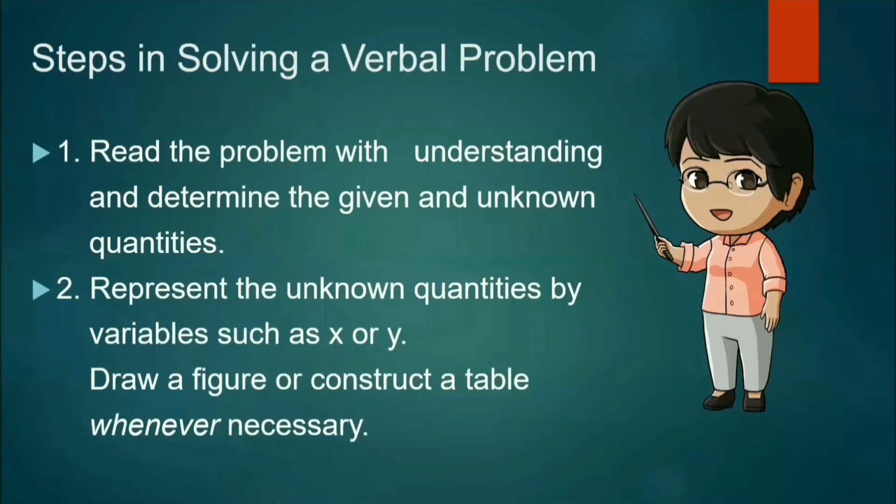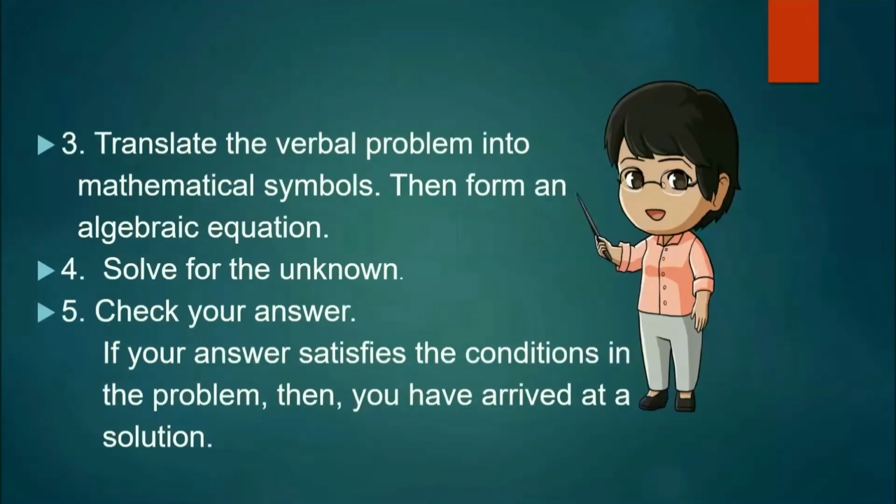Here are the steps in solving a verbal problem. First, read the problem with understanding and determine the given and unknown quantities. Number 2, represent the unknown quantities by variables such as x or y. Draw a figure or construct a table whenever necessary. Number 3, translate the verbal problem into mathematical symbols. Then, form an algebraic equation.